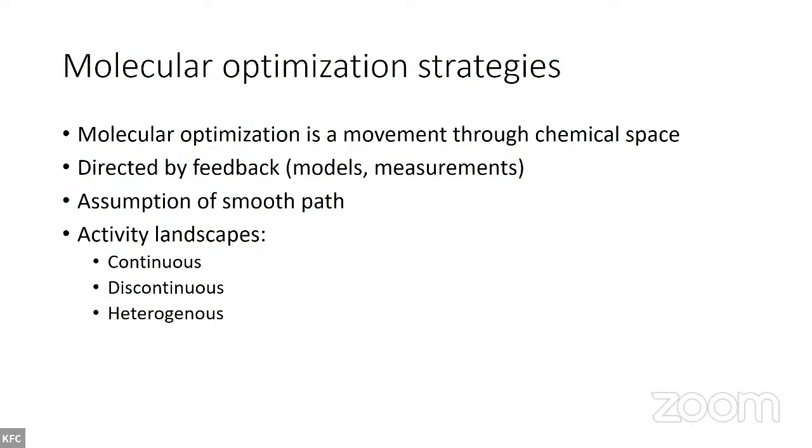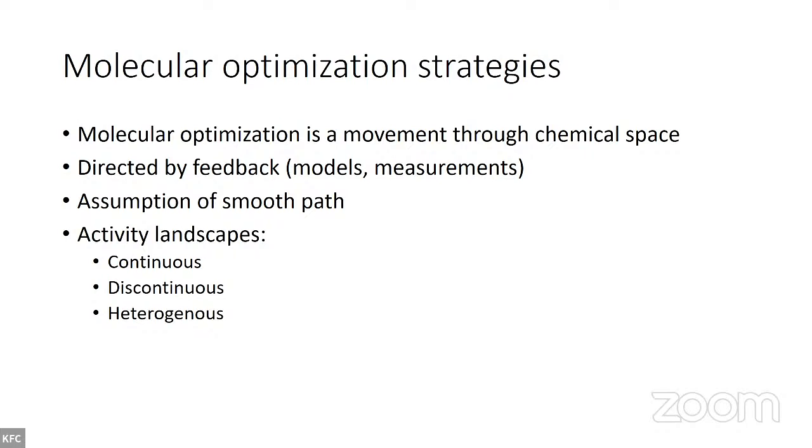Okay, as I remarked in the earlier slide, molecular optimization, you can conceive of it as a movement through chemical space. This is directed by feedback. In the classical medicinal chemistry way, this feedback is simply measurements. You predict a few compounds, you measure them, you follow the path that was useful. In a more contemporary case, the first feedback we get is models. I will talk about this in the next slide, but we have various ways to guess what we think the activity is going to be before we do the measurement.